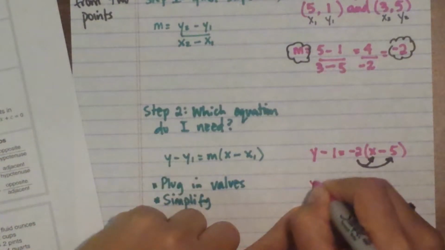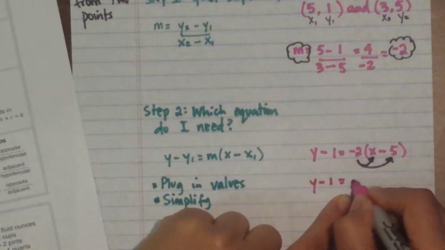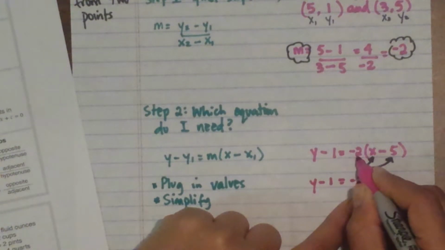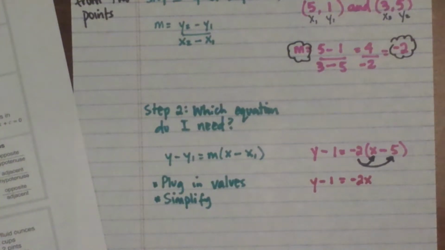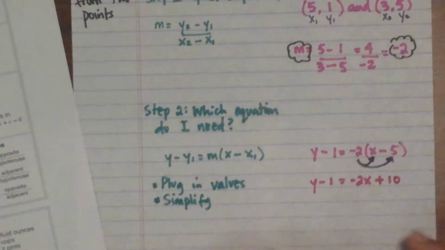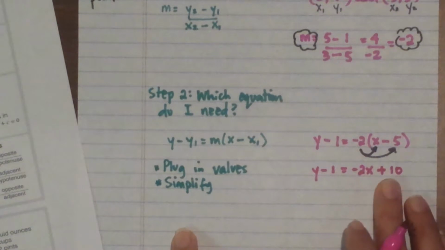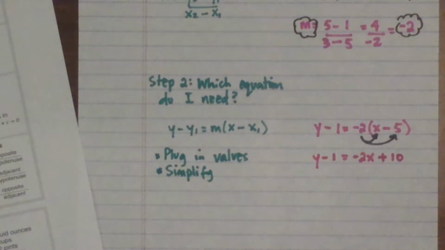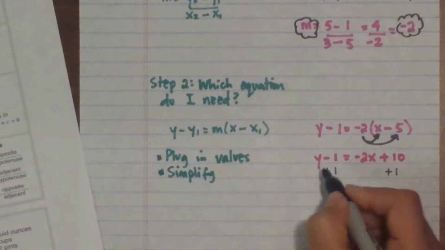So I'm going to bring this down. y minus 1 equals -2 saying hi to the first person is going to be -2x. And then -2 saying hi to the next person, -5. Multiply those together, you should get +10. All right, so he or she has entered the house and is not being rude. So you have y minus 1 equals -2x plus 10. Remember, we're still trying to get y by itself, so what do I need to do to both sides now, just to get y by itself? Very good. I'm going to go ahead and add 1 to both sides.